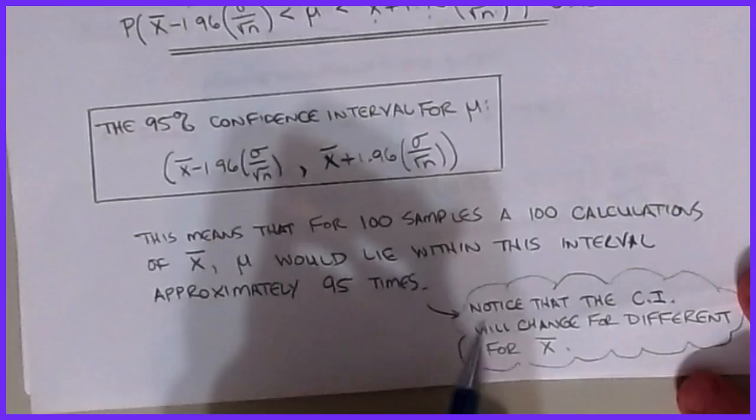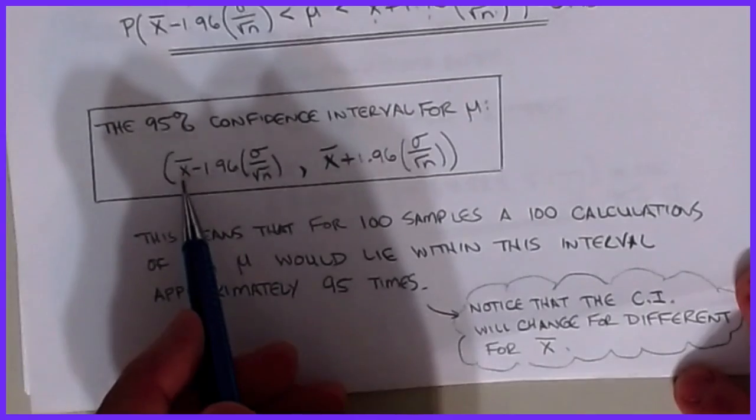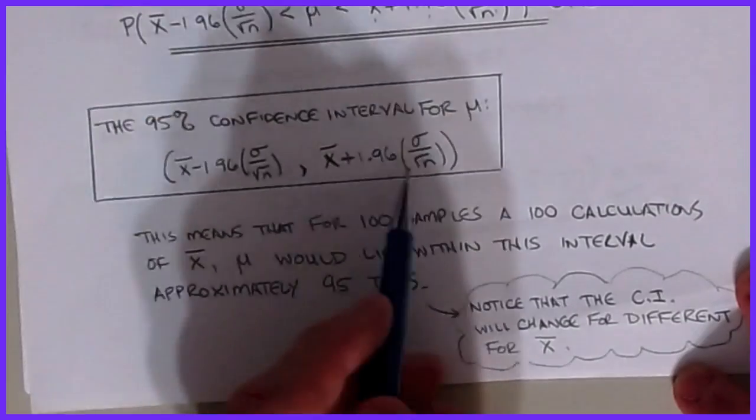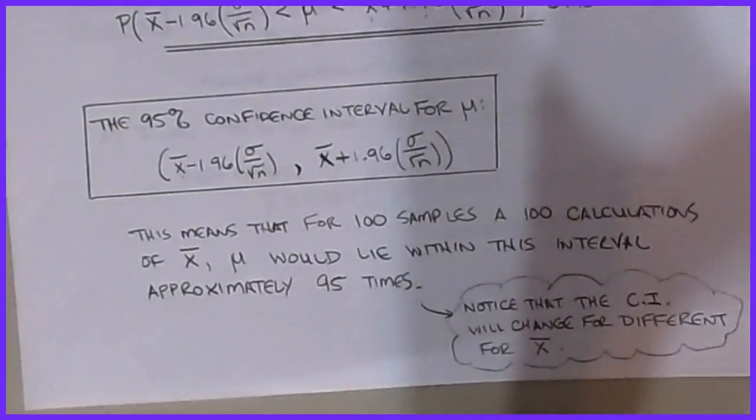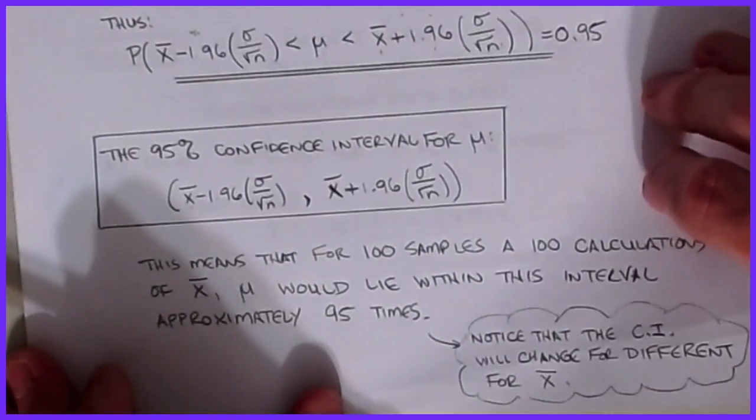Okay, now, the one thing that you notice, though, is that the confidence interval is based on x bar. So if I repeat the process and I get a different sample, then my confidence interval will change a little bit, but it's still within that realm or within that range that we're looking for. And that's the process that we're looking for.